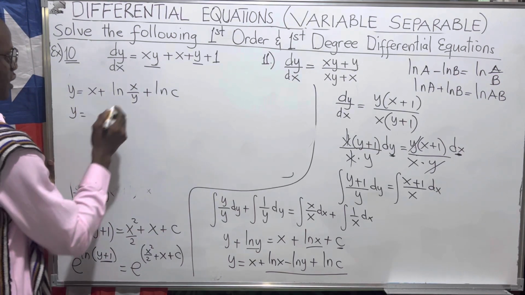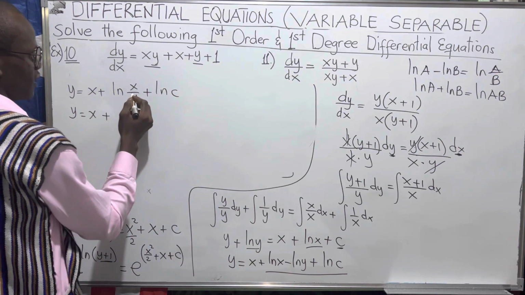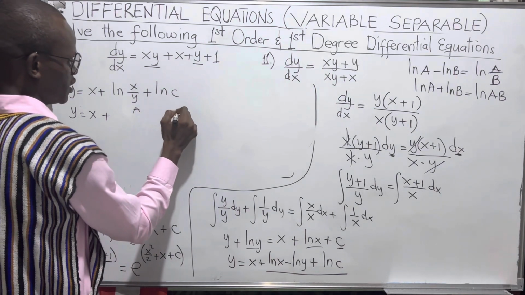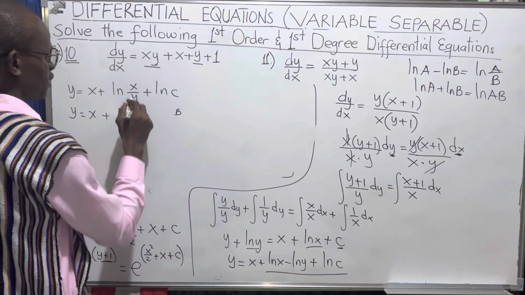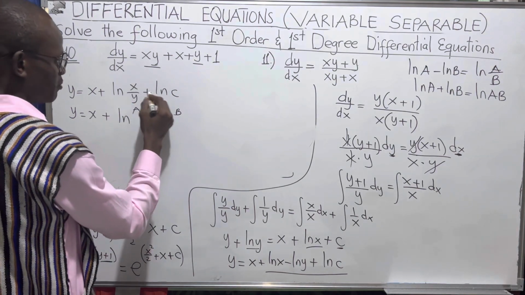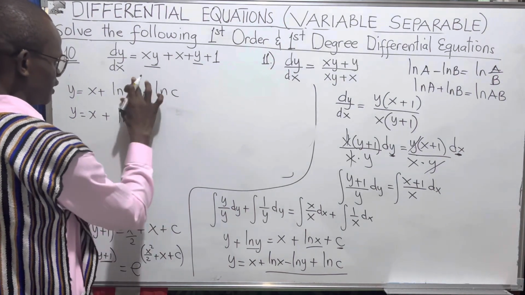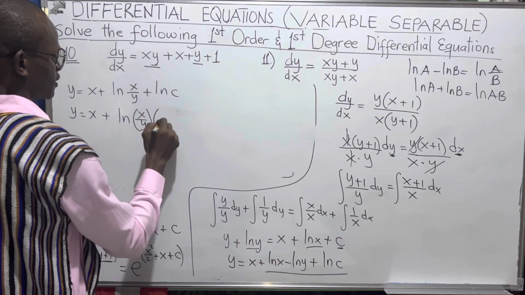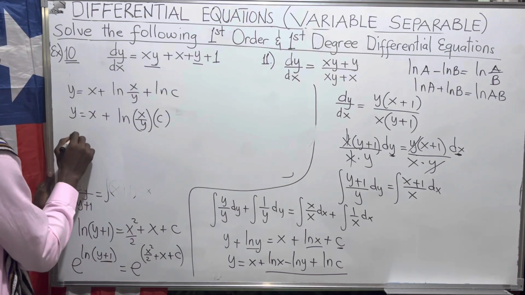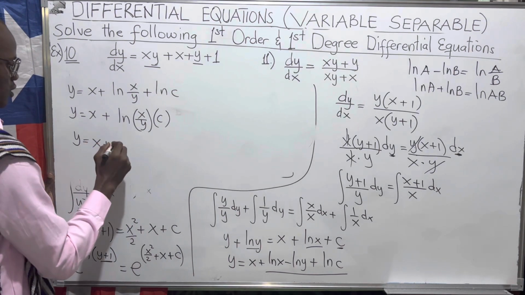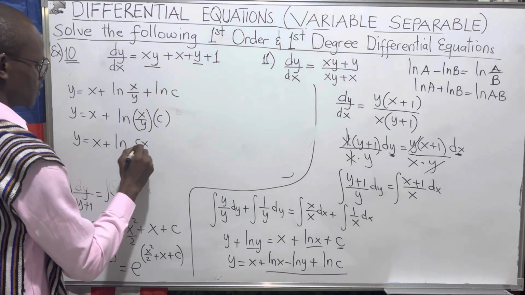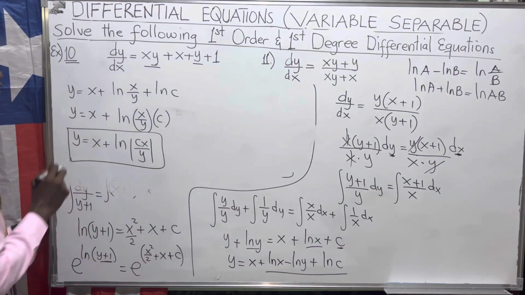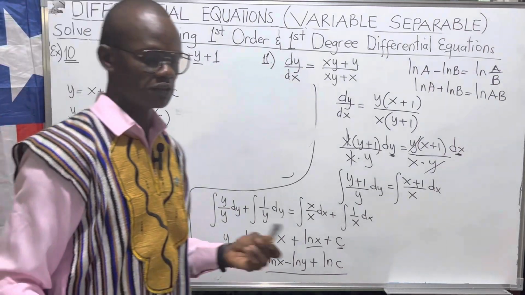So the ln of a plus ln of b is just equal to the ln of a times b, so it's like this times this, so it's x over y times c. So you just have y plus x equals ln of cx all over y. So this is our general solution for the second differential equation.